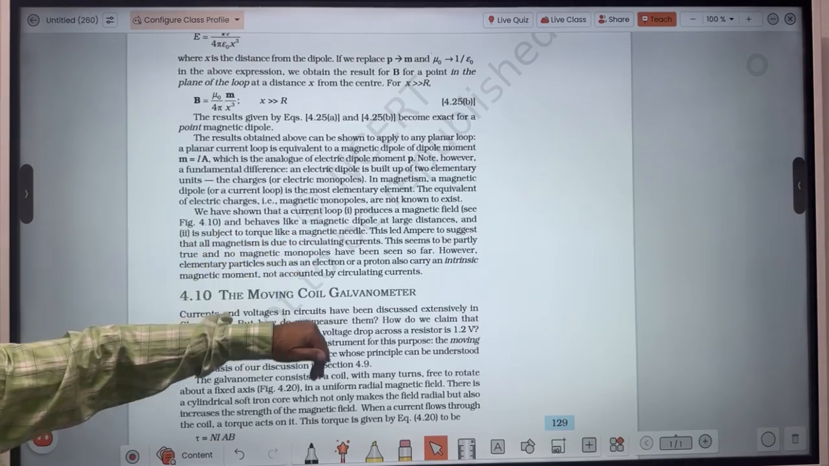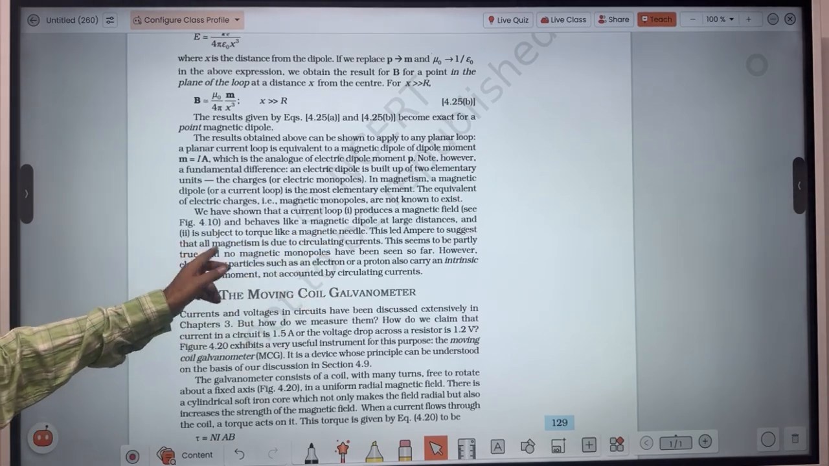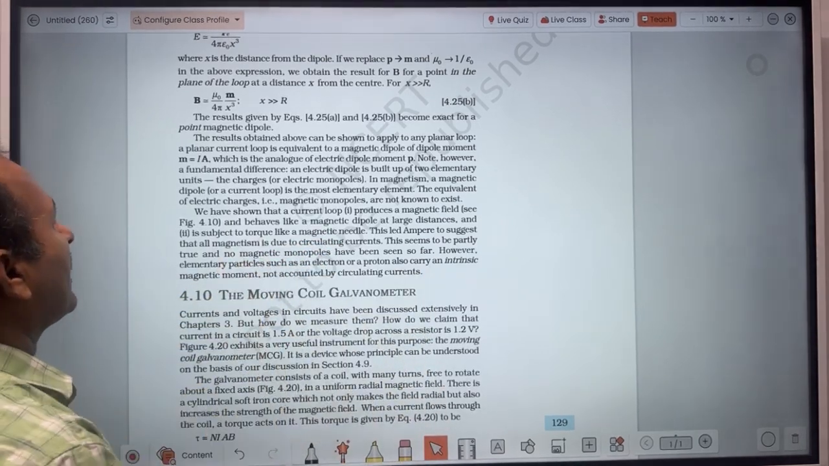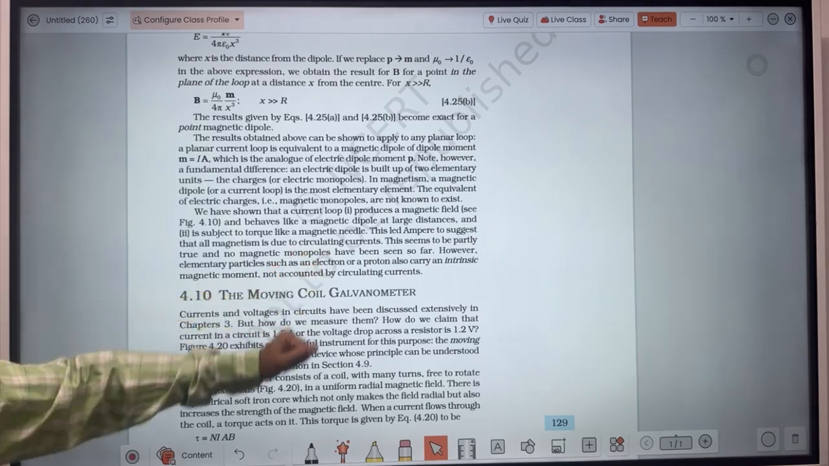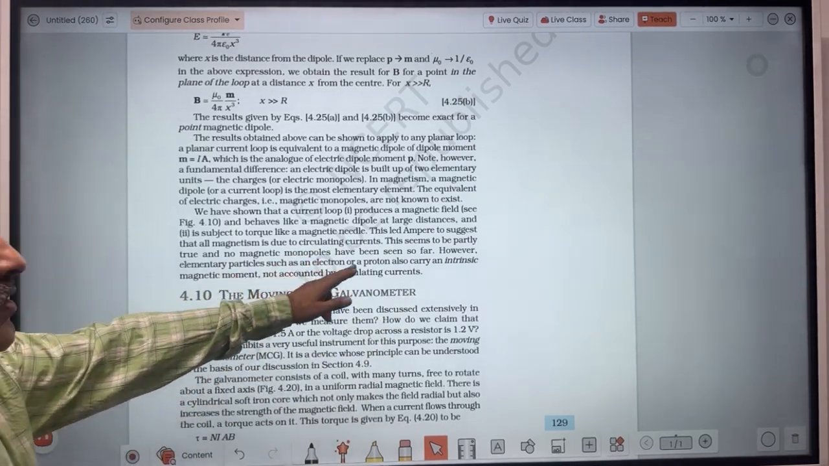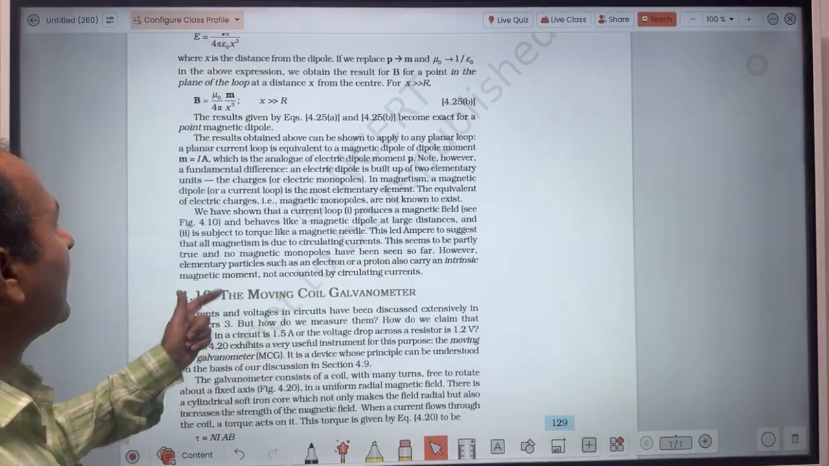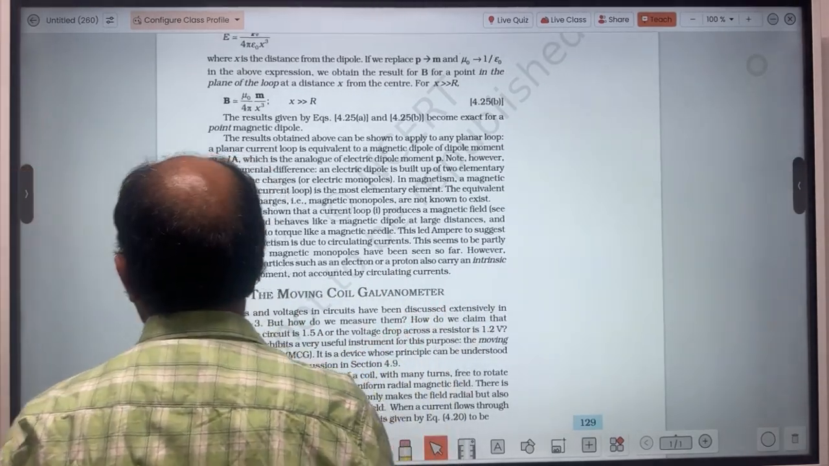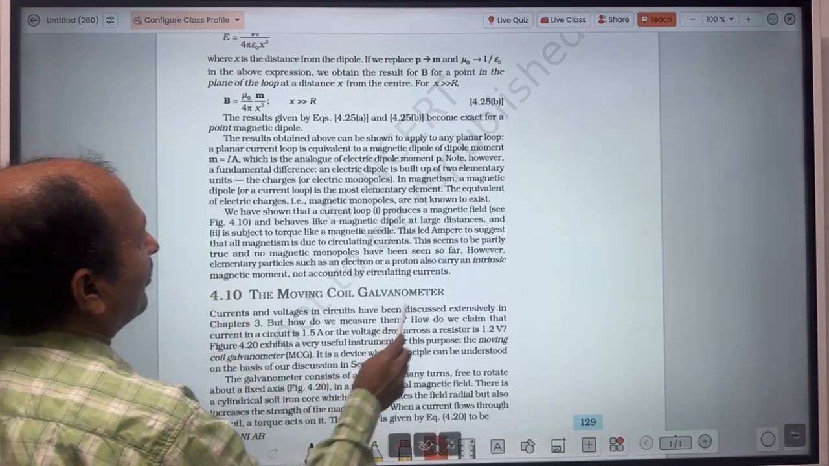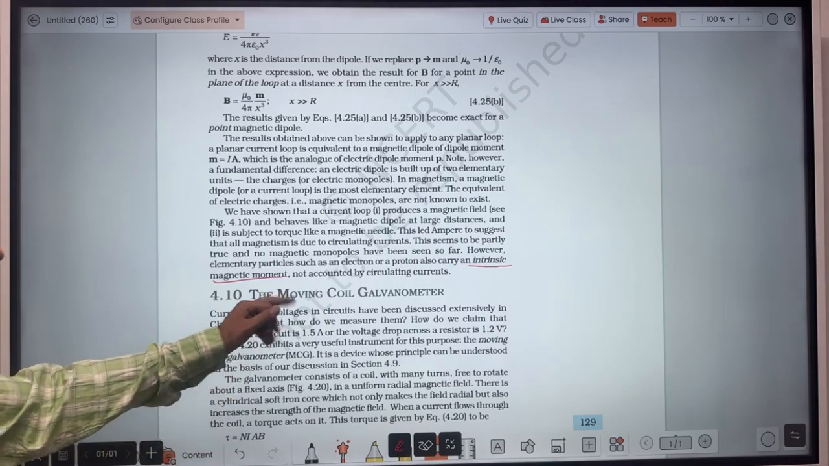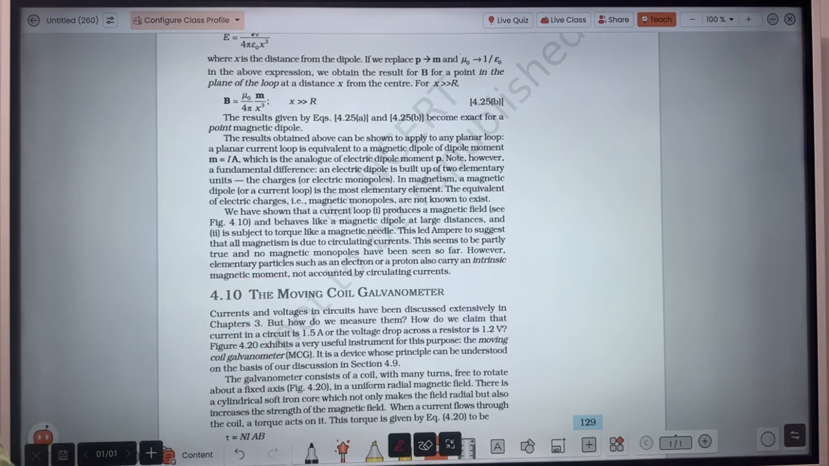And behaves like a magnetic dipole at large distances and is subject to a torque like a magnetic needle. This led Ampere to suggest that all magnetism is due to circulating currents. This seems to be partly true, and no magnetic monopoles have been seen so far. However, elementary particles such as an electron or proton also carry an intrinsic magnetic moment. Keep in mind, these elementary particles have their own intrinsic magnetic moments, not accounted for by circulating currents.